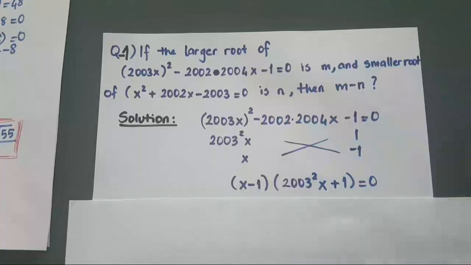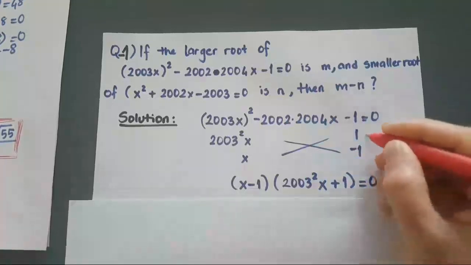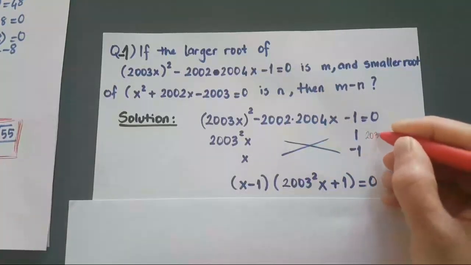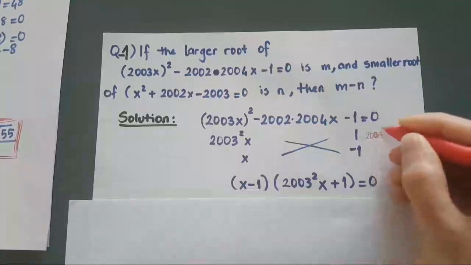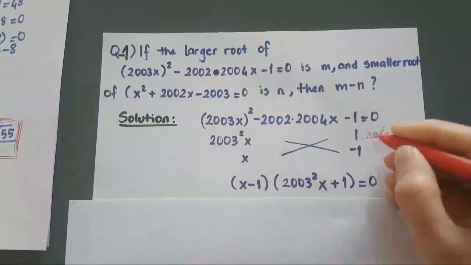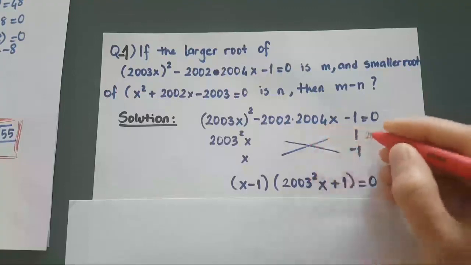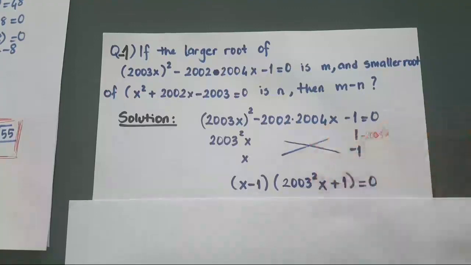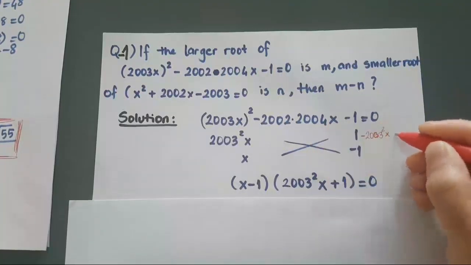How did I get it? Here, if you write 2003 squared x, since I multiplied it by minus, so it will be minus 2003 squared x plus x.